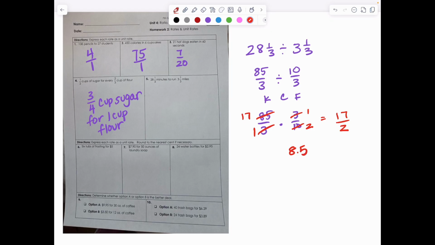So that means, let's see, that means that you have 8.5 over 1. So that means you run 8.5 minutes per mile.